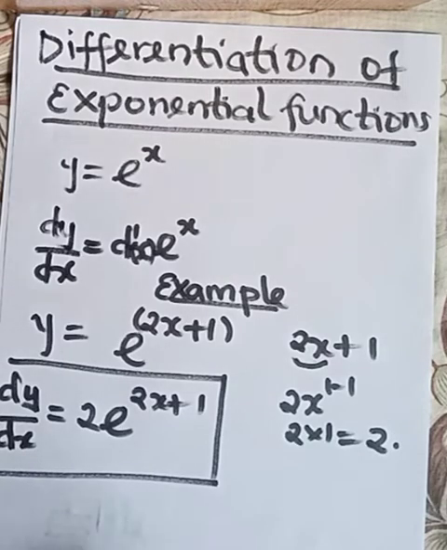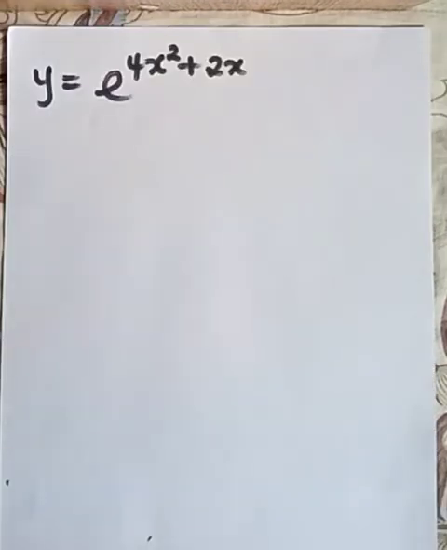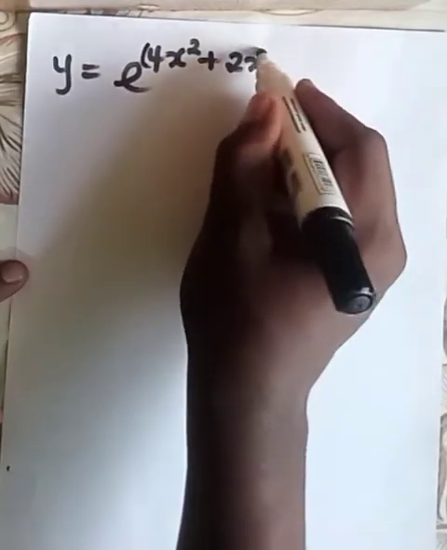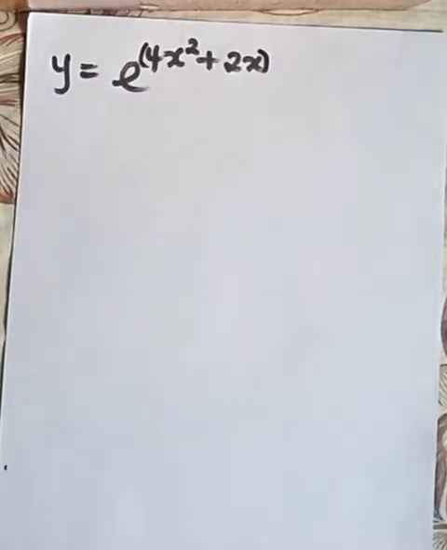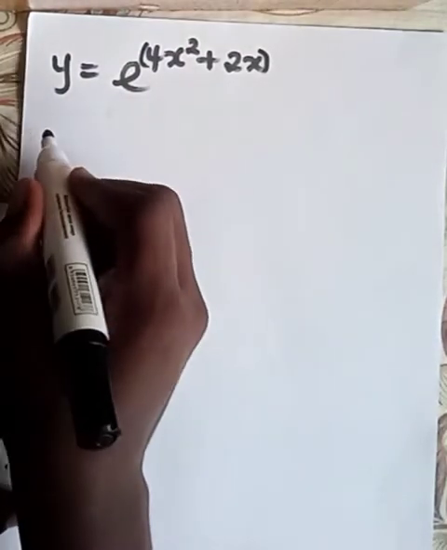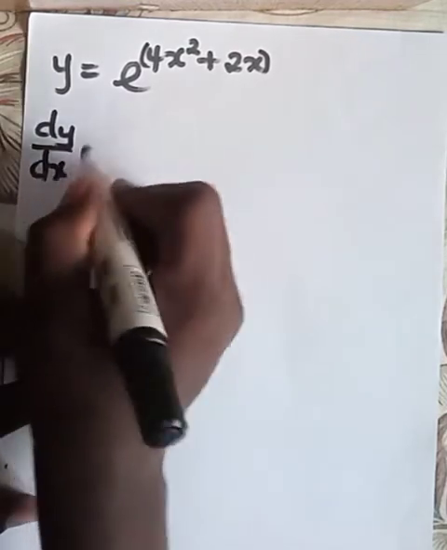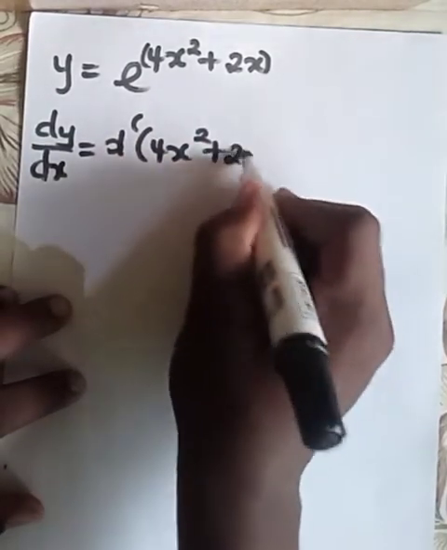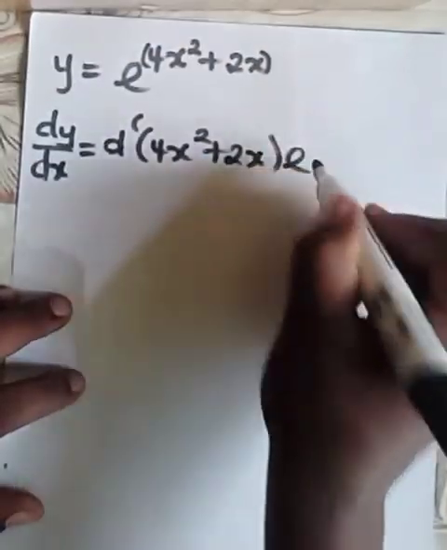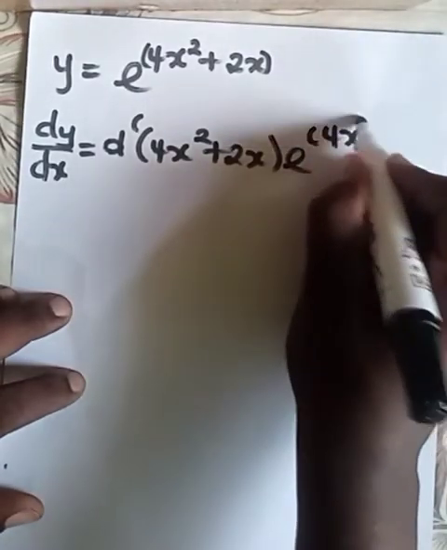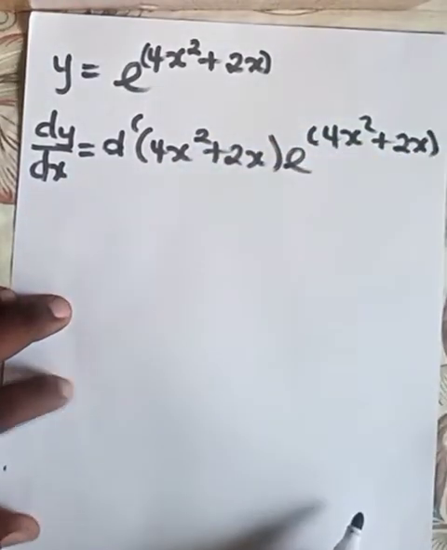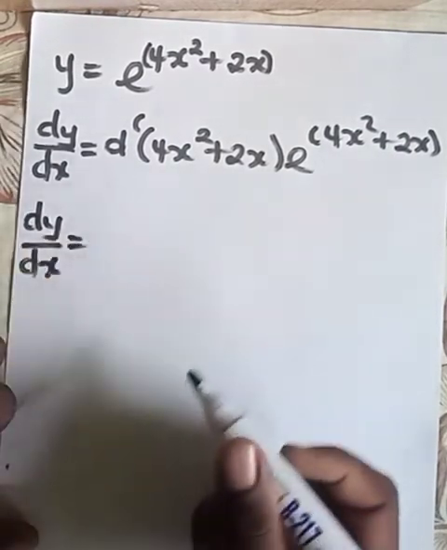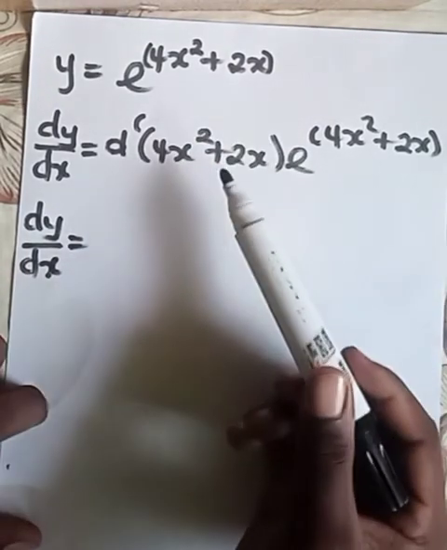Let's take another example. Now we have this question: y equals e to the power 4x squared plus 2x. Now we'll simply do what? Here we're going to have dy on dx equal to the derivative of 4x squared plus 2x, times e to the power 4x squared plus 2x. As simple as that. So rewriting this, dy on dx is simply going to be, now the derivative of this, what's it going to be?